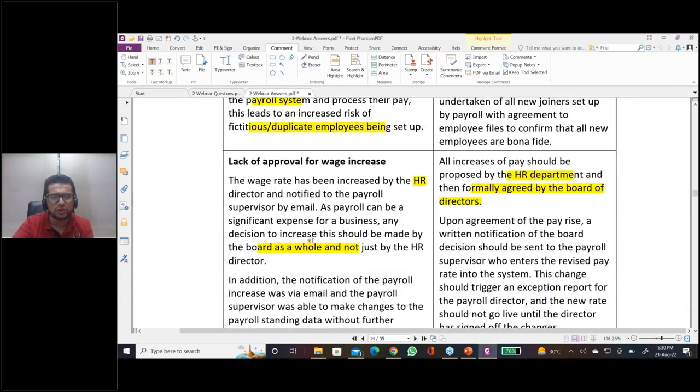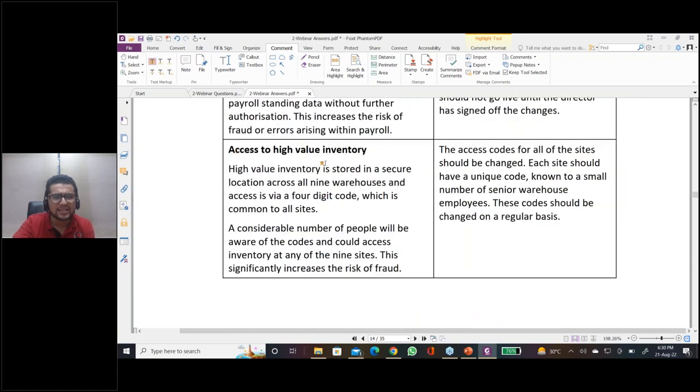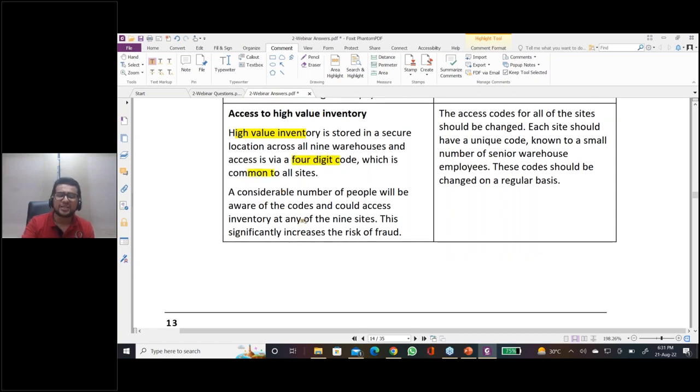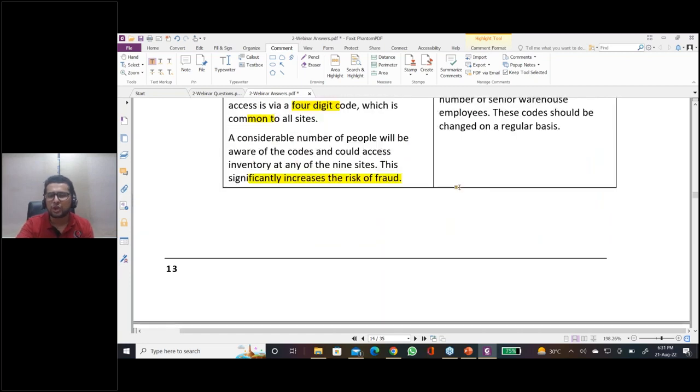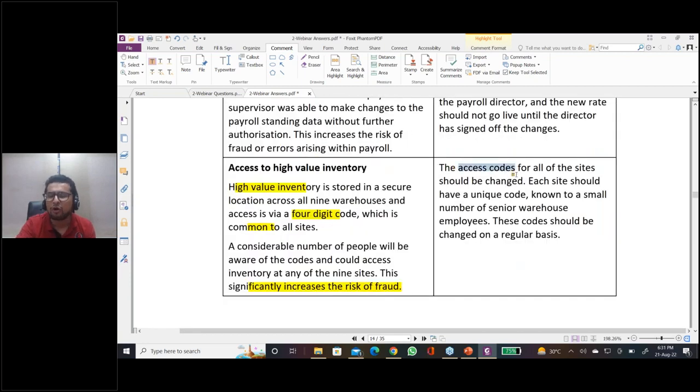Let's check it out from the solution. Yes, access to high value inventory. Read this out. High value inventory is stored in a secure location across all 9 warehouses, and access is via a 4-digit code, which is common to all sites. As a considerable number of people will be aware of the code, there is a significantly increased risk of fraud. What should be the recommendation? The access code for all the sites should be changed on a regular basis. The code should be unique for every branch, and this should be known to very limited senior members, and even that should be changed on a regular basis.